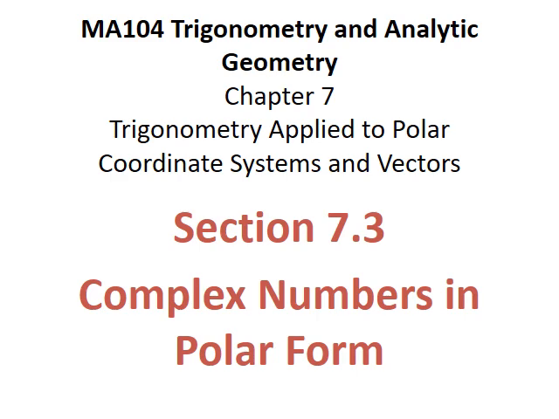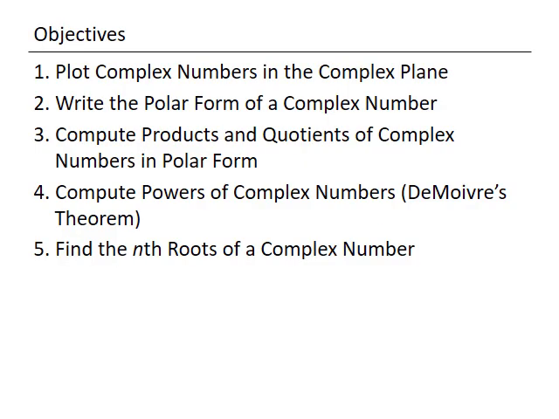This is section 7.3, complex numbers in polar form. Here are the objectives. What we want to do here is basically we're going to plot complex numbers and write them in different forms. We will also find products and quotients, powers, and nth roots.